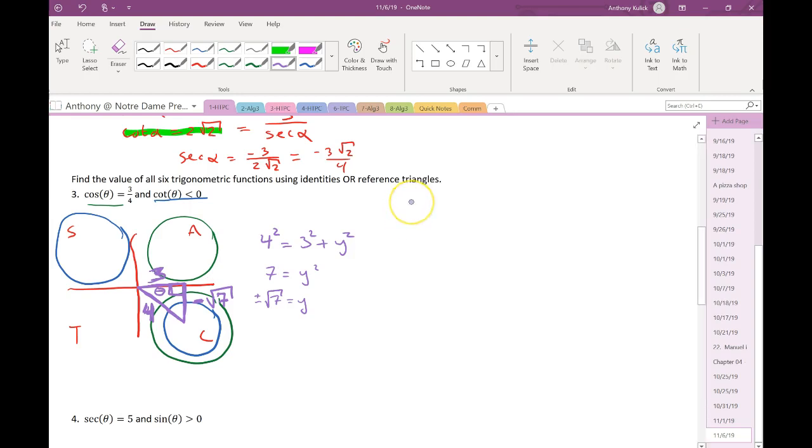So now I can evaluate everything else, right? So like sine of theta would be opposite over hypotenuse. And so on and so forth. Do I have to write down all of them? No, I think once you have this picture, you should be pretty good, right?